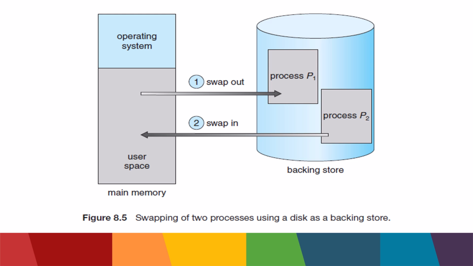So to summarize, swapping out frees up the RAM by moving inactive processes to the disk. Swapping in brings the processes back to RAM when they are needed again. It's like temporarily placing a book back on the shelf to make space for a new one on your desk. When you need the old book again, you just bring it back.